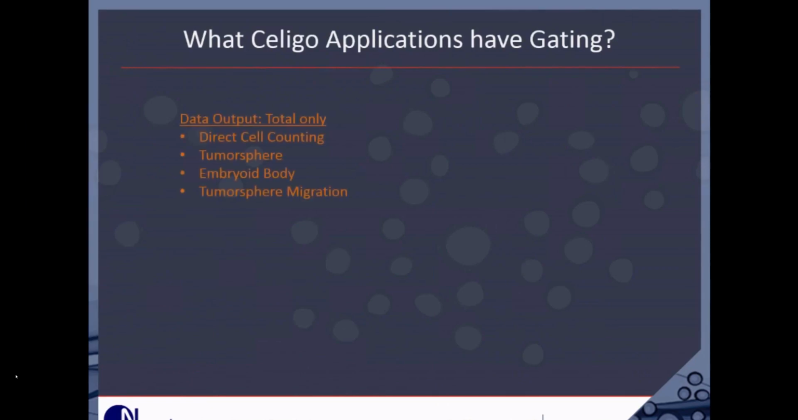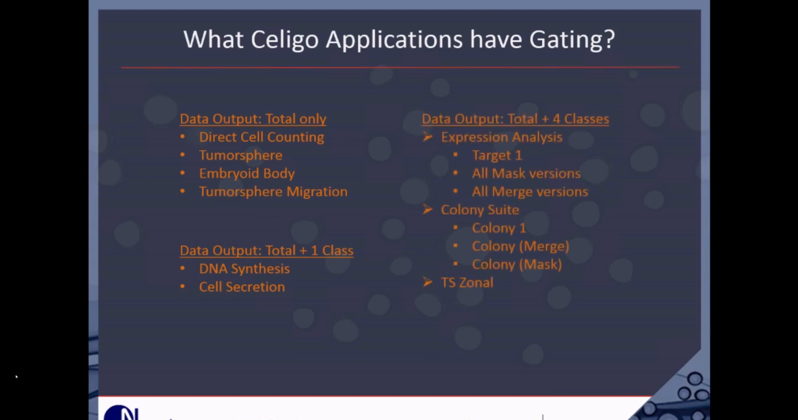So this is an important page. This is one that you probably want to take notes on. The 4 applications displayed here only allow you to report a total class. There's no additional classes, just only total. The data output for a total plus 1 class would be DNA synthesis and cell secretion. That allows you to have 2 things reported.